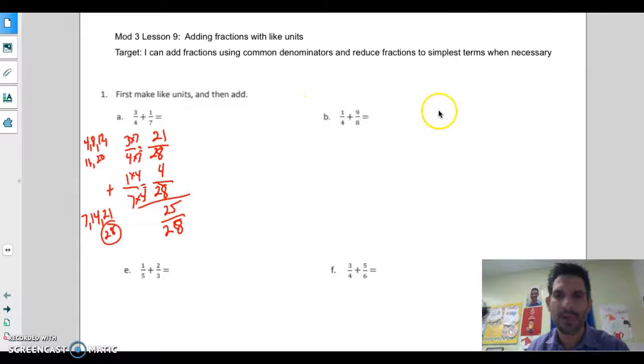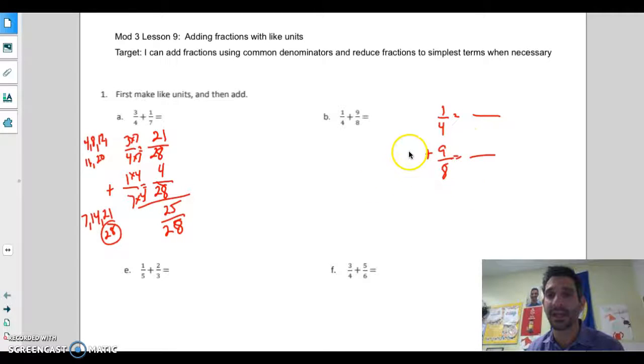Look at this one. 1/4 plus 9/8. I know 9/8 is improper, but it's okay. We can just leave it as is. I know some of you are thinking 32 because 8 times 4, but a smaller common multiple of 8 and 4 is actually 8, because think about it, this is 4, 8, and this is just 8. So I'm going to do this as 8.